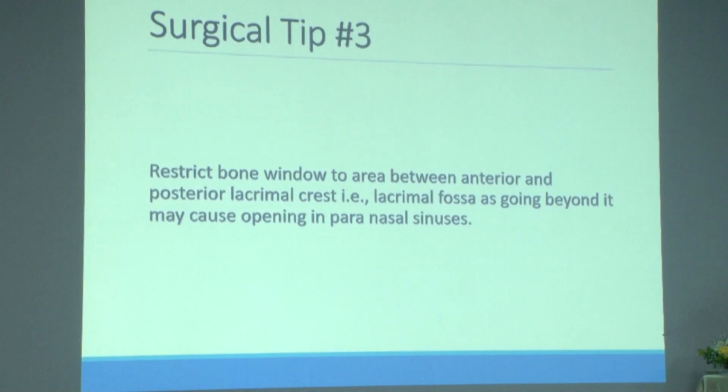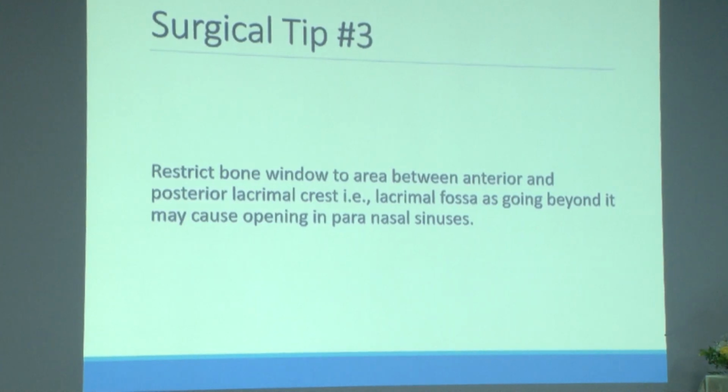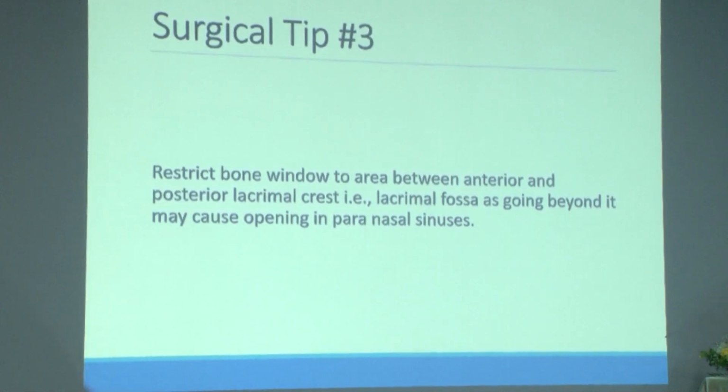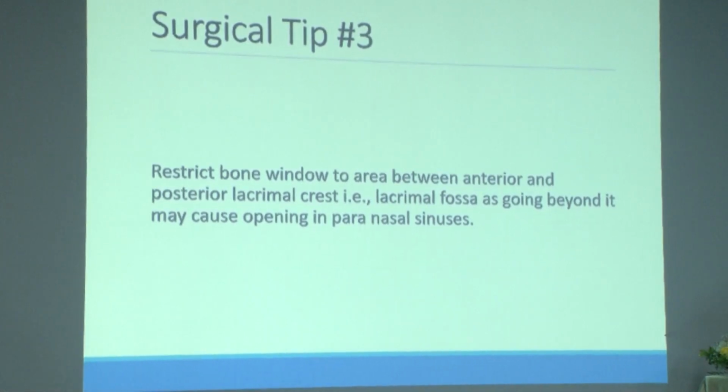So, the third surgical tip is one should restrict the bony window area between the anterior and posterior lacrimal crest. That is called the lacrimal fossa, as going beyond it, especially downward, can open into the paranasal sinuses.